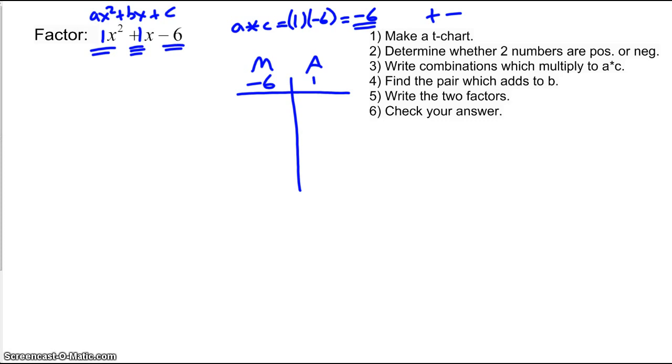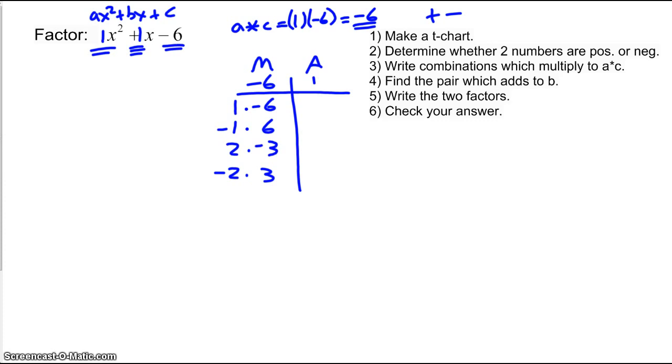Okay, so I've got a t-chart here to help me figure it out, and what I'm going to do is list pairs of numbers, starting with the left column. I want to list all the pairs of integers which multiply to give me negative 6. One possibility would be a positive 1 times a negative 6. I could also have a negative 1 times a positive 6. Or I could have 2 times negative 3, or negative 2 times positive 3. And I think that's all the combinations of two integers that multiply to negative 6.